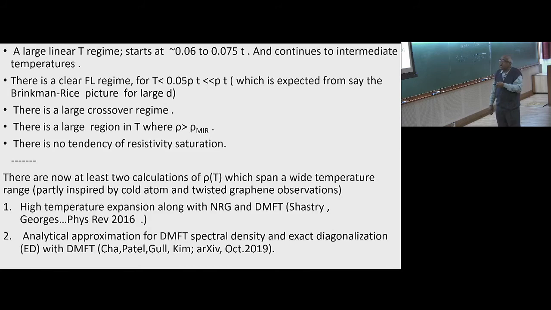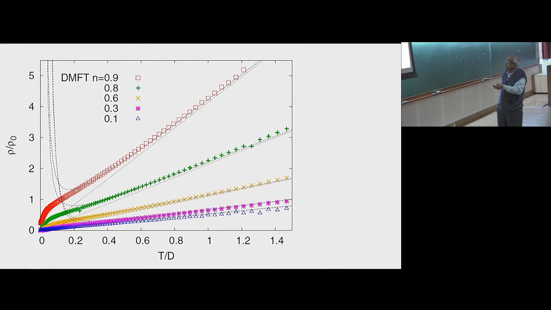There are several calculations in the general world of DMFT, and I will just show results from two of them. One is this calculation due to Antoine Georges and Subir Sachdev... due to Antoine Georges and Sriram Shastry. What is shown here is the numerical renormalization group results, which are shown in these crosses and diamonds. These dashed lines and dotted lines are the high temperature expansion results. The amazing thing is that the high temperature expansion results are pretty good, even to rather low temperature.